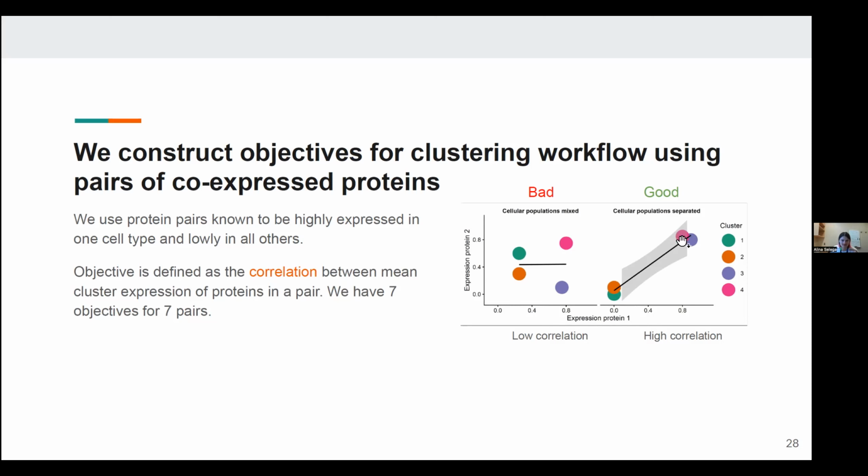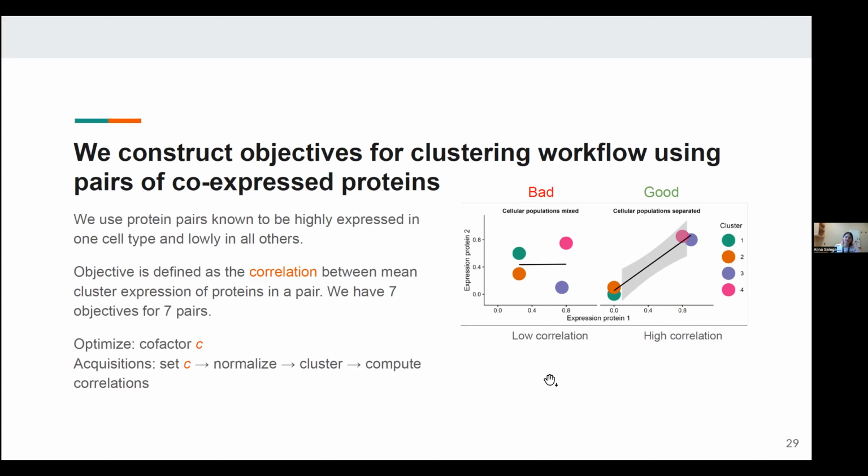This pink cluster would contain all these cells and the purple cluster would contain all these cells, and they would land in this part of the space with a high expression of both proteins. All other cells that don't express them would be down here. So when we computed the correlation for the scatter plot, we would have a high correlation, and that would indicate a good clustering. If we have cellular populations that are mixed, so the cells that express or do not express these proteins are all over the place, mixed across the clusters, we would end up with low correlation and a bad clustering. In this example, we have 7 such pairs and 7 objectives.